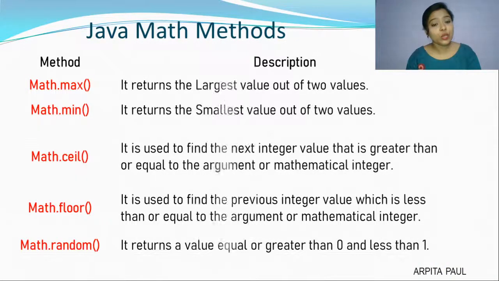In the table, you can see all the mathematical library methods. The first one you can see is math.max. The purpose of this max method is to return the maximum value out of two values. Let me show you with a simple example how it works.